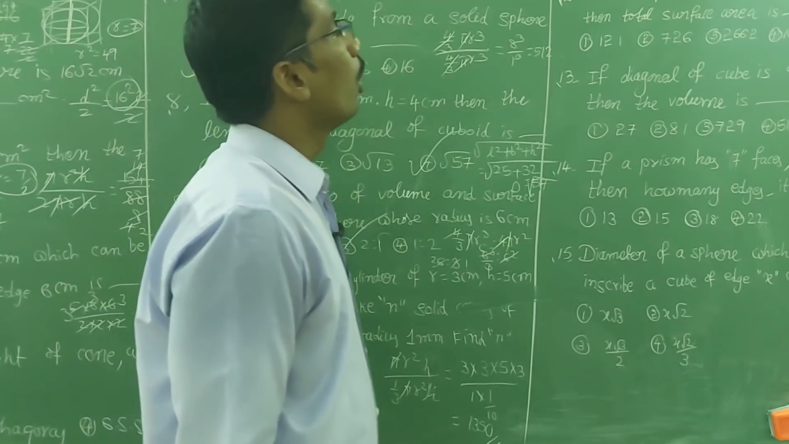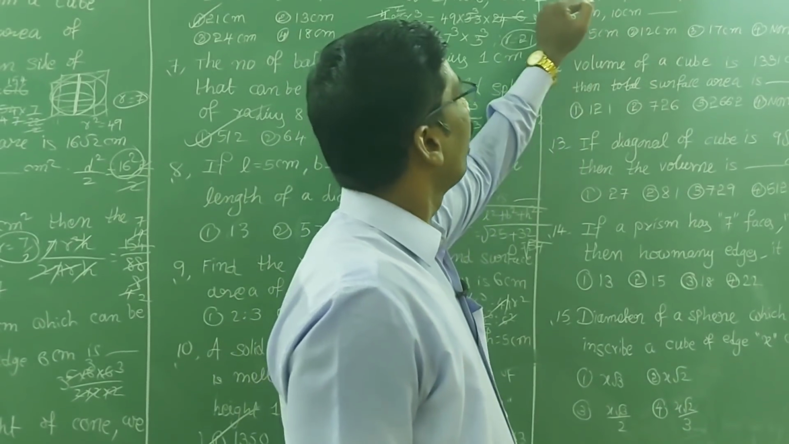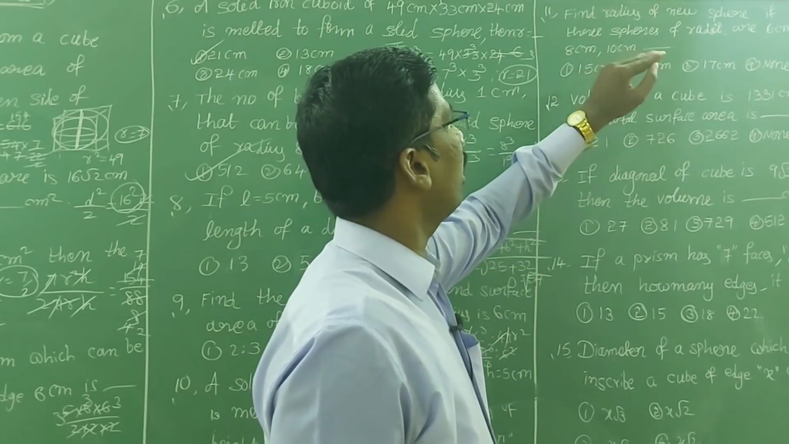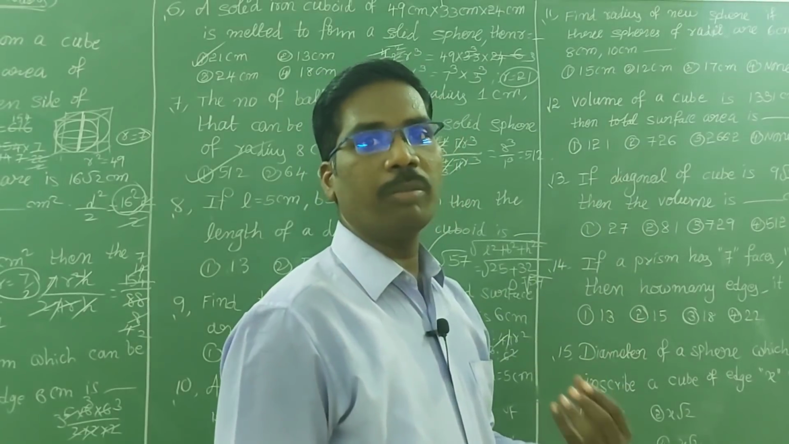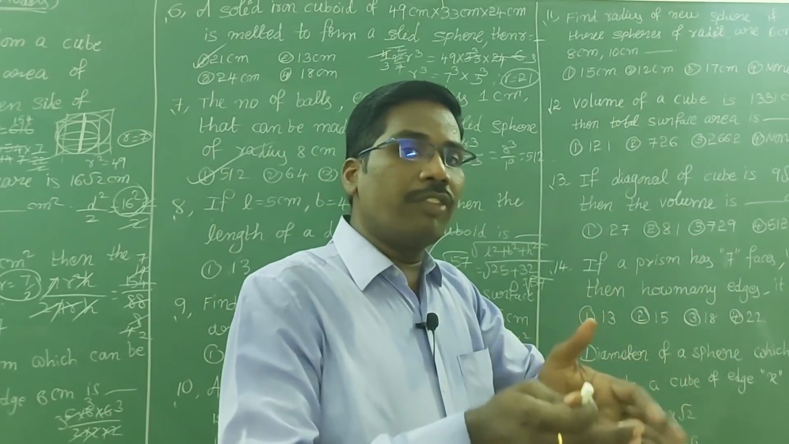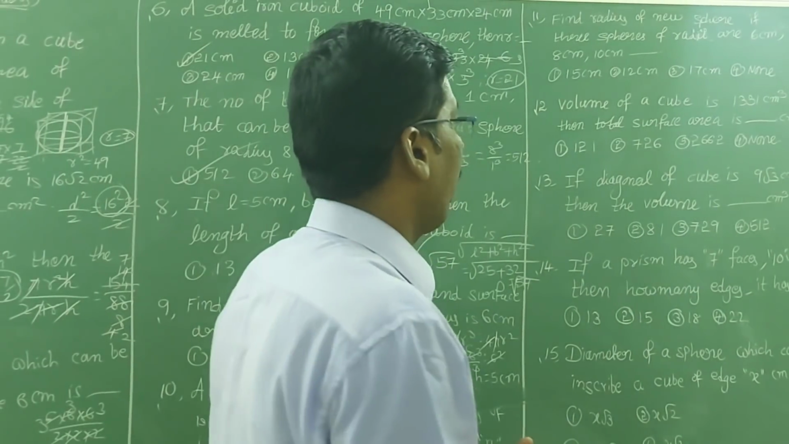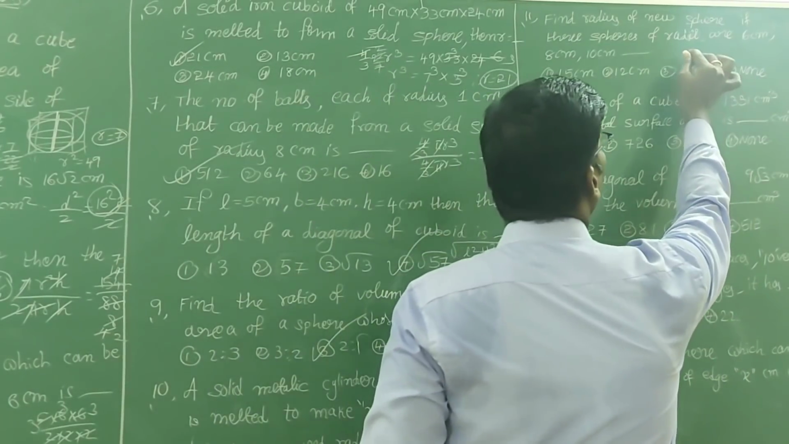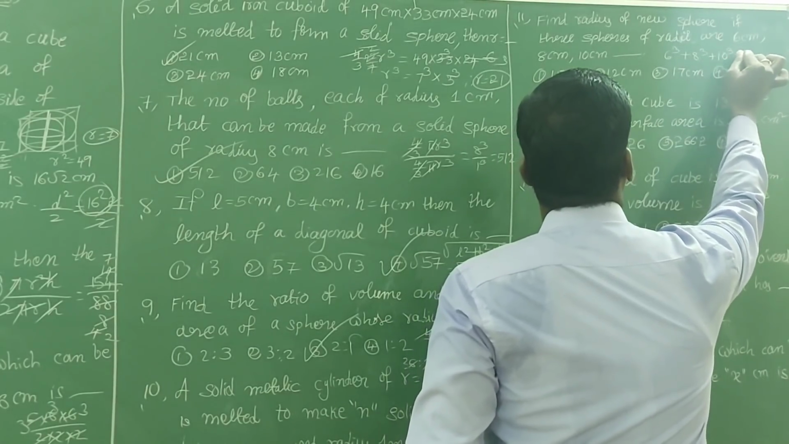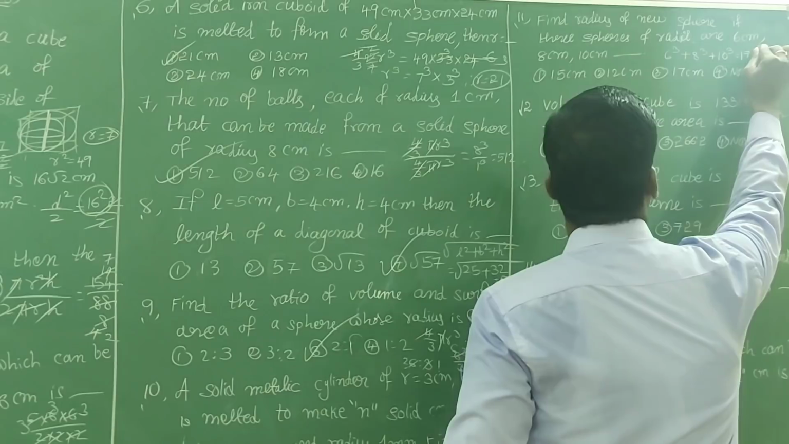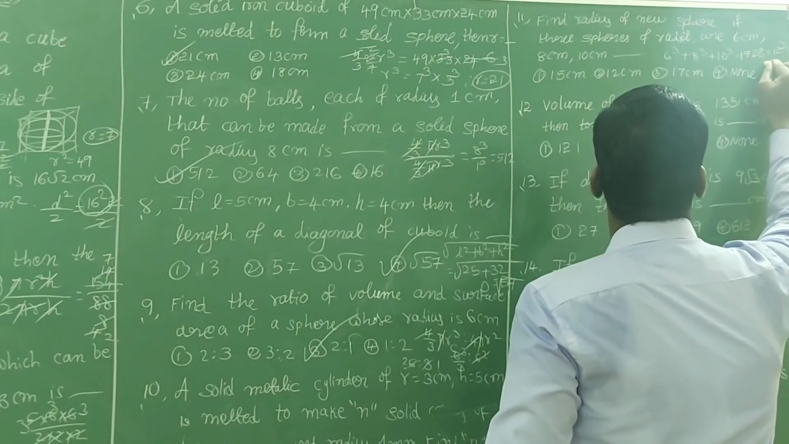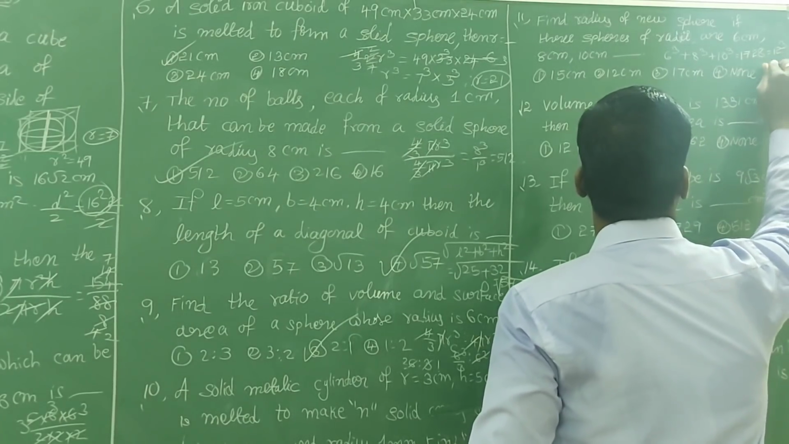11th one, find the radius of the new sphere if 3 spheres of radii 6 centimeters, 10 centimeters and 8 centimeters are melted and combined. So if 3 spheres are melted and combined, forming a new sphere, we have to find the new sphere radius, that is 6 cube plus 8 cube plus 10 cube. If you add all this, you will get 1728. That is equal to 12 cube, means the answer radius is 12. So the big radius is 12.